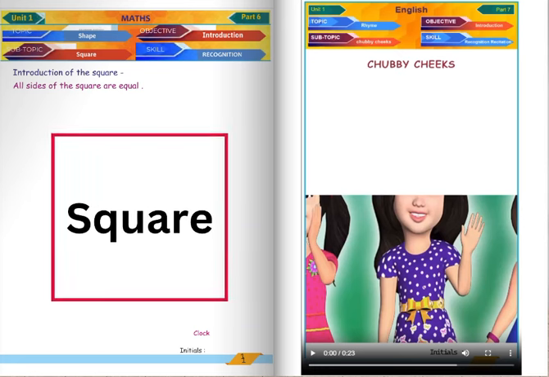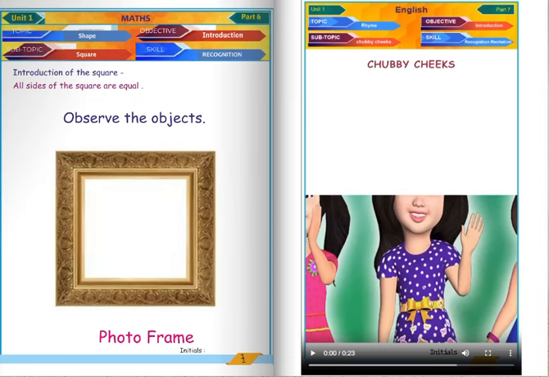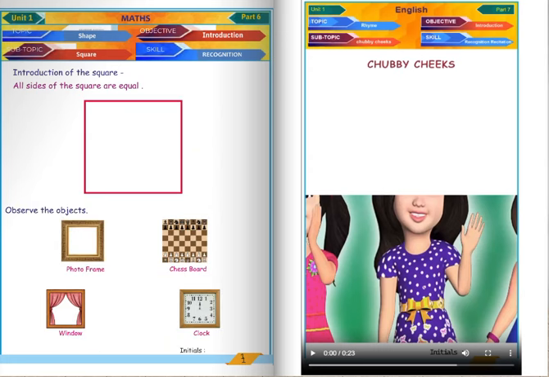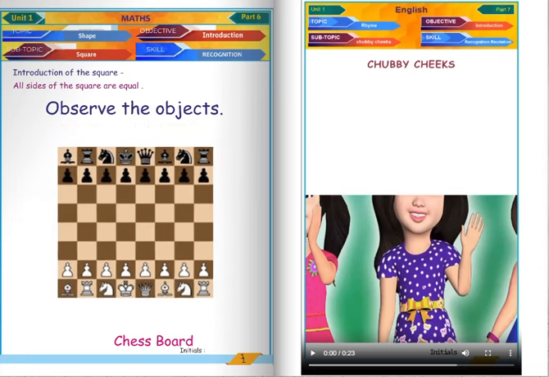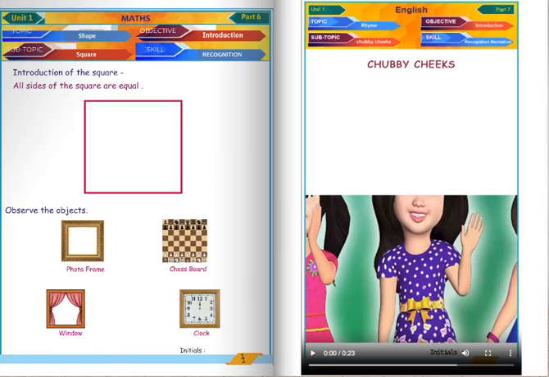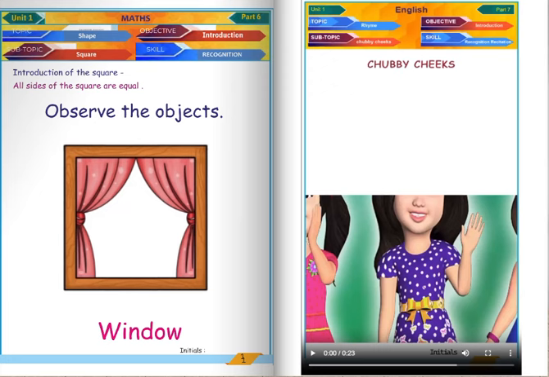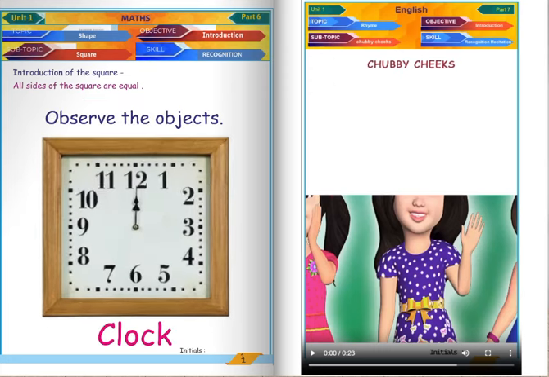Introduction of the square. All sides of the square are equal. Photo frame. Chessboard. Window. Clock.